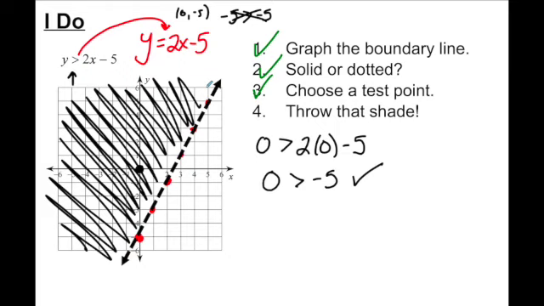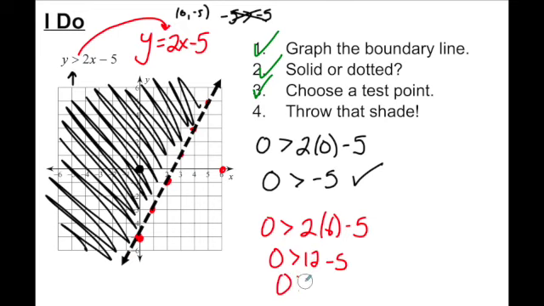We can see, for example, that if we plug in a point on the other side of the line, such as 6, 0, we'd get 0 is greater than 2 times 6 minus 5. So 0 is greater than 12 minus 5, 0 is greater than 7. That is not true. 0 is actually less than 7. So if we pick a number on the other side of the line, we are going to get something that is false.